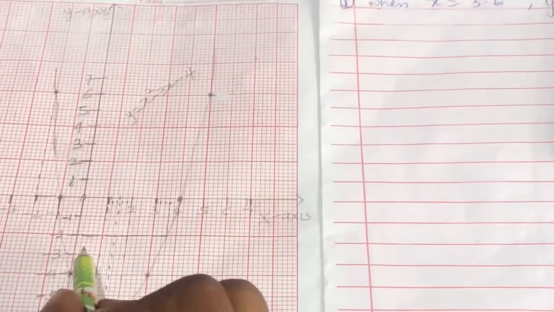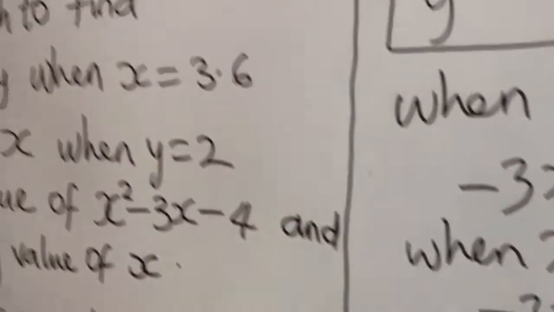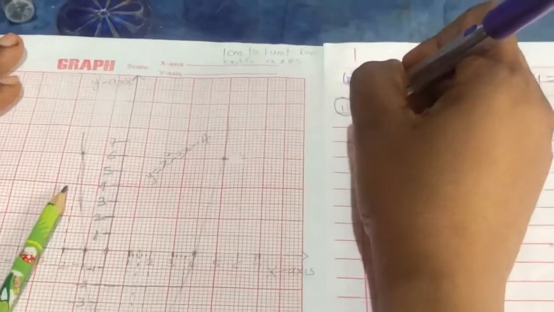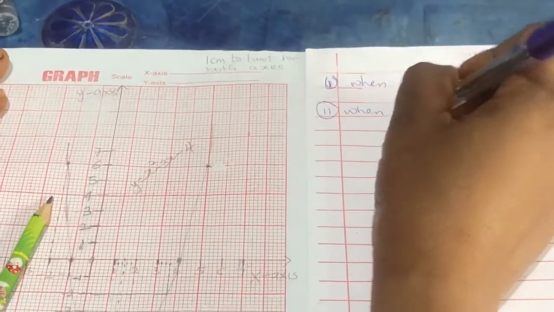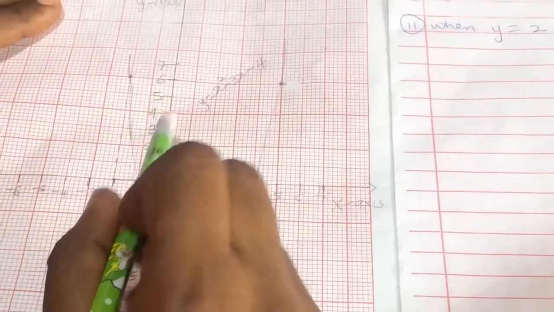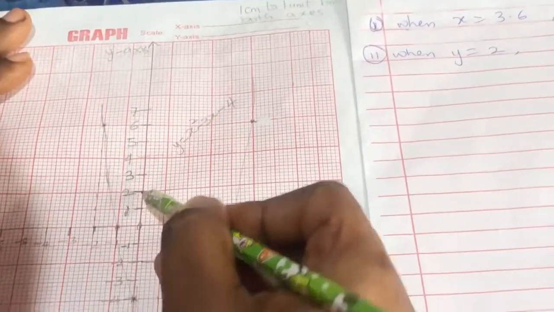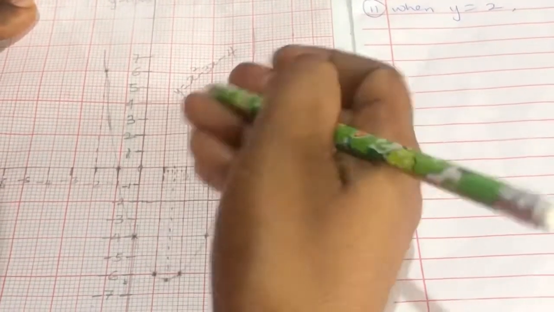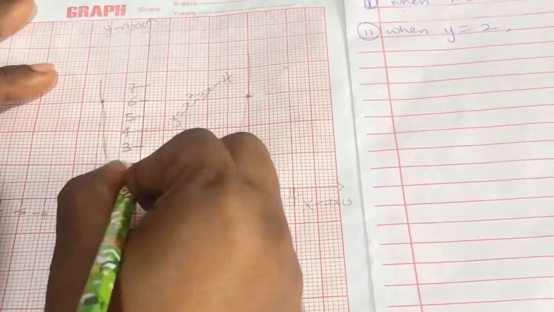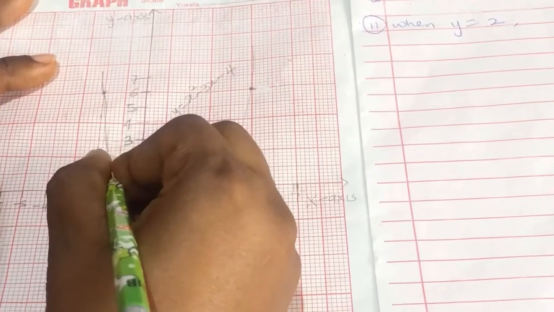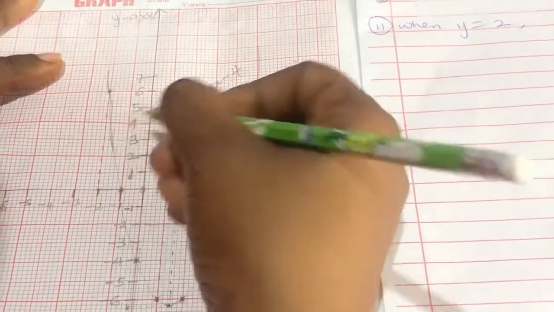So, also, number 2, find the values of x when y is equal to 2. So when y is equal to 2, x is equal to, let's find it. So when y is equal to 2, this is it. When y is equal to 2, what is the value of x? Okay, trace it. That means we are going to have 2 values. So you trace it to the left, you trace it to the right.